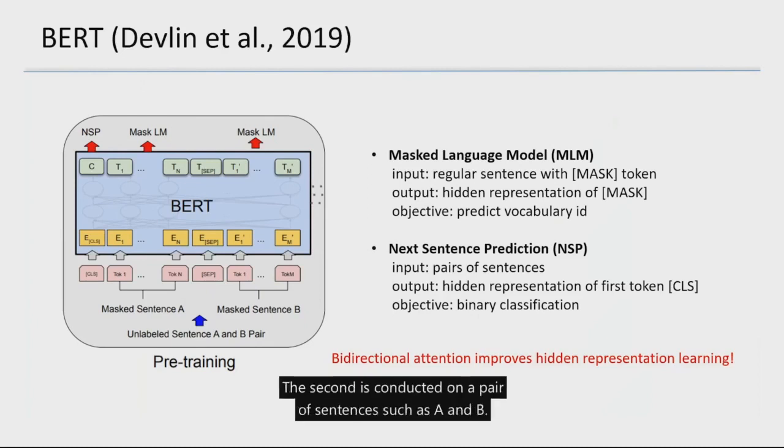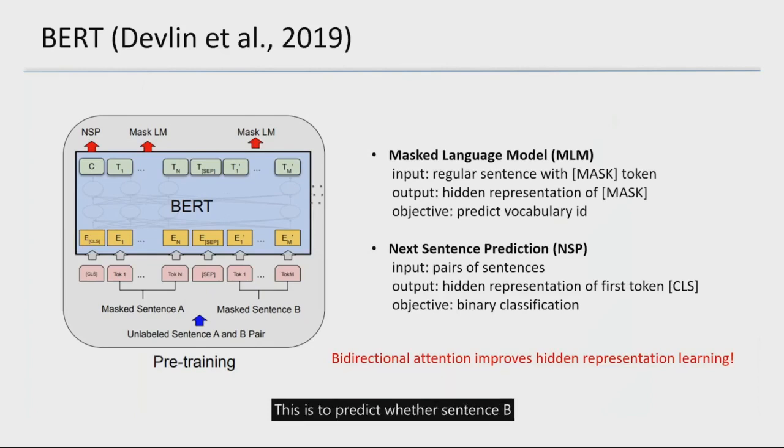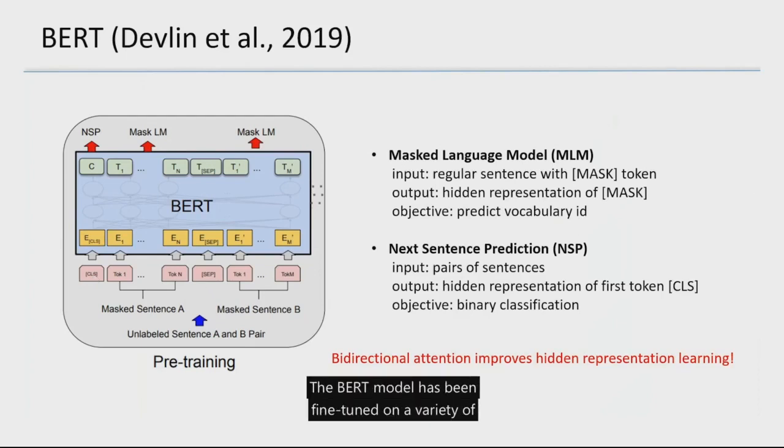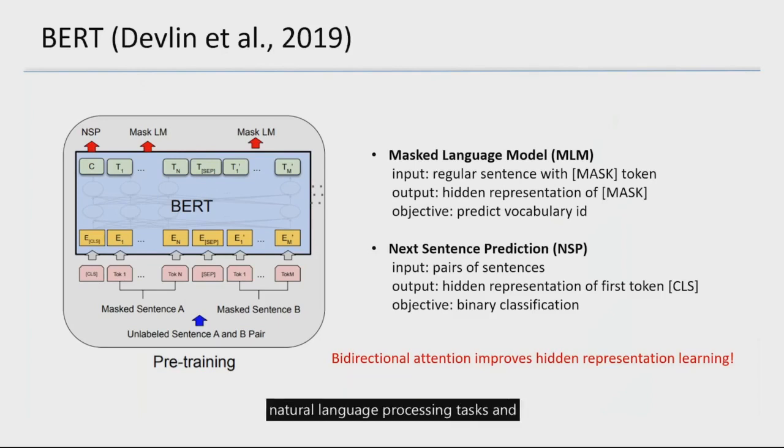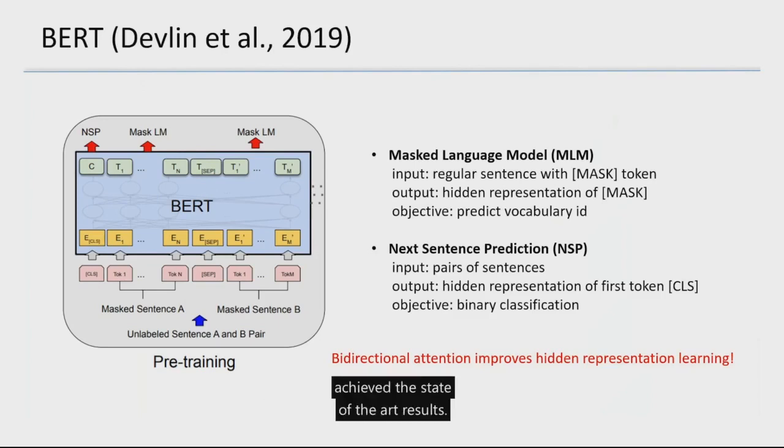The second is conducted on a pair of sentences, such as A and B. This is to predict whether sentence B is the next sentence of sentence A. Here, the first token, CLS, is used for the binary classification in the next sentence prediction. The BERT model has been fine-tuned on a variety of natural language processing tasks and achieved state-of-the-art results. And this validates the improvement of the word representations learned by BERT.